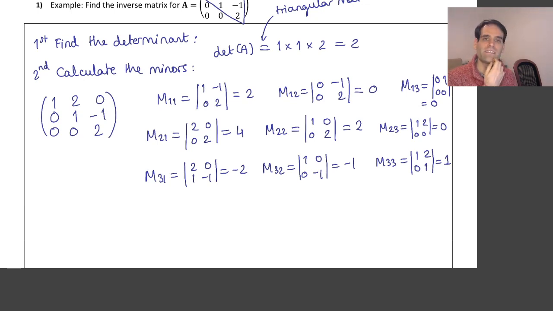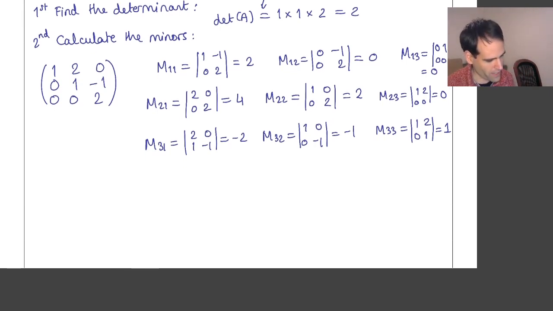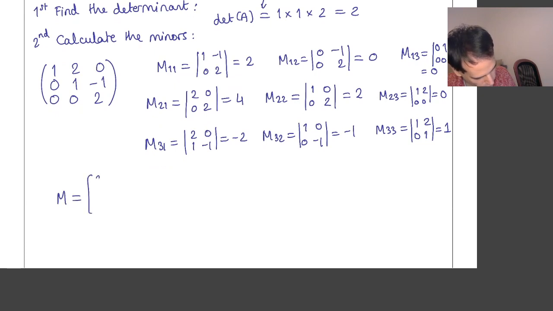Done. We calculated the 9 minors. We are lucky that this was a 3 by 3 matrix, because if it were a 4 by 4 matrix that you were trying to calculate the inverse of, each of the minors would be a 3 by 3 determinant. So imagine how long it can get. But okay, we have the minors. So our matrix of minors is the following matrix: 2, 0, 0, 4, 2, 0, minus 2, minus 1, 1.